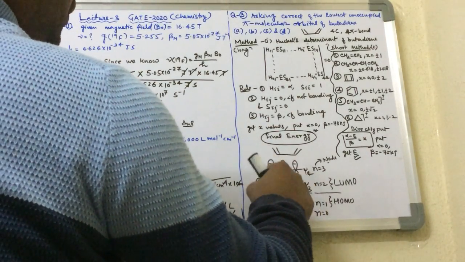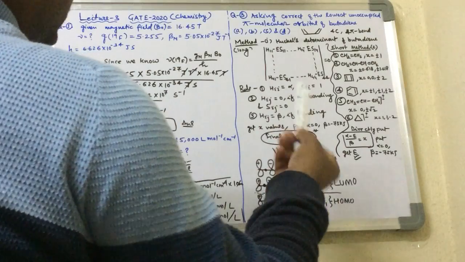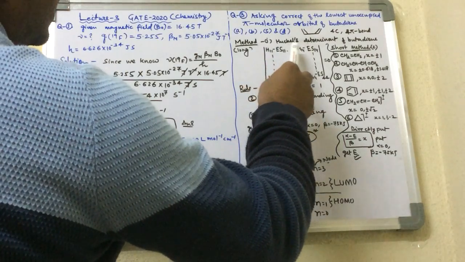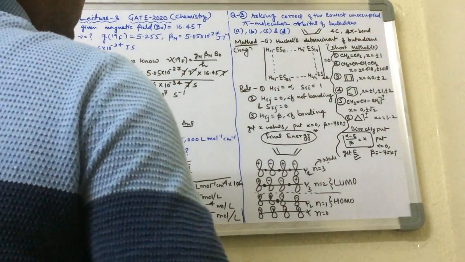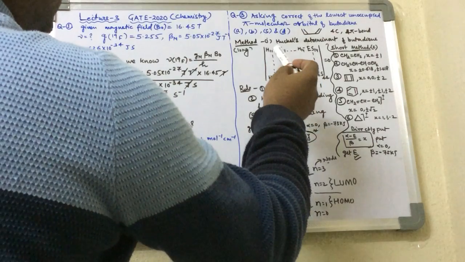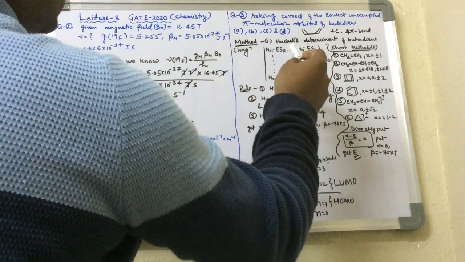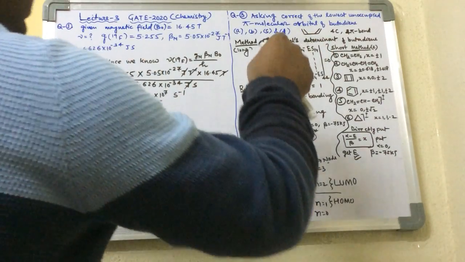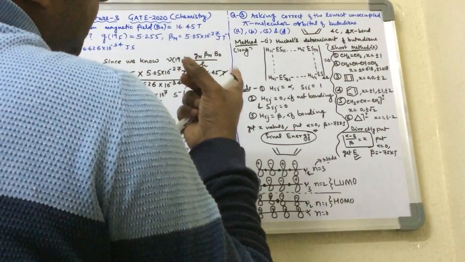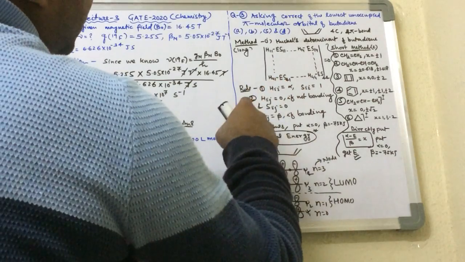In the short way you can judge the answer, but in detail you first calculate the x value, so it's a very lengthy process. So method 1: first you determine the Huckel determinant of this butadiene, H11 minus ES11, which I have written here. You have already read this in 12th class, so this is simply a determinant. And here are some rules for this determinant.